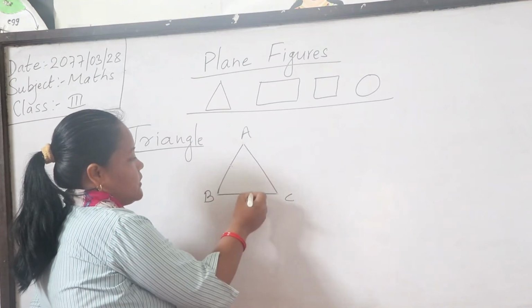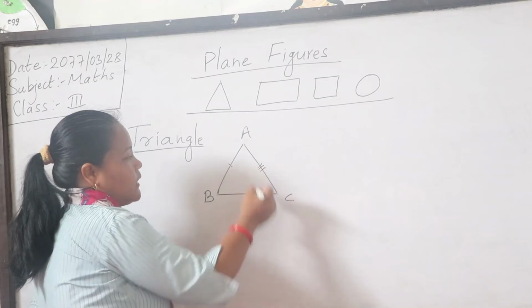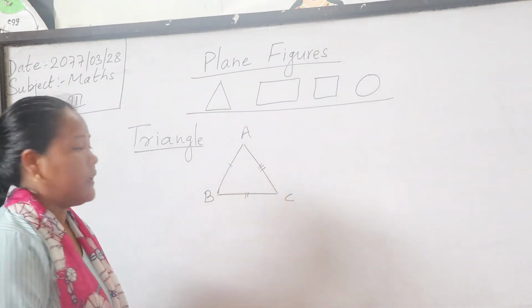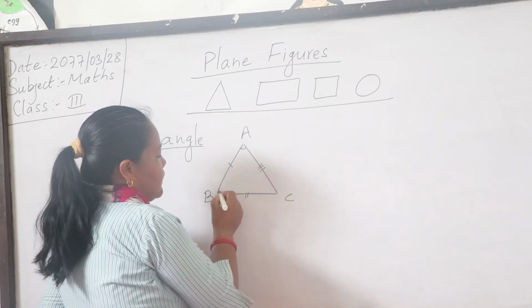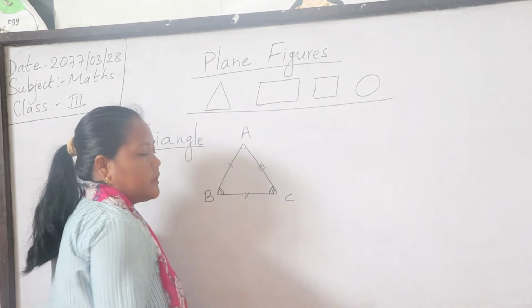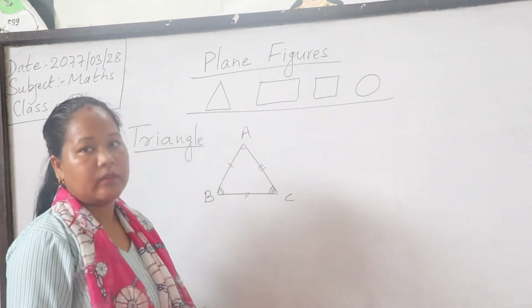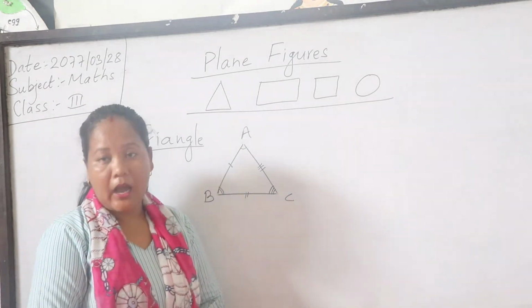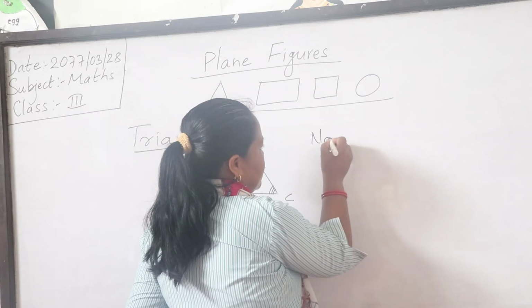3 points and 3 sides: this 1 side, 2 side, and 3 side. And it has 3 angles: 1 angle, 2 angle, and 3 angle. Yes, these are the features of a triangle. And how to write the name of a triangle? Naming of a triangle.